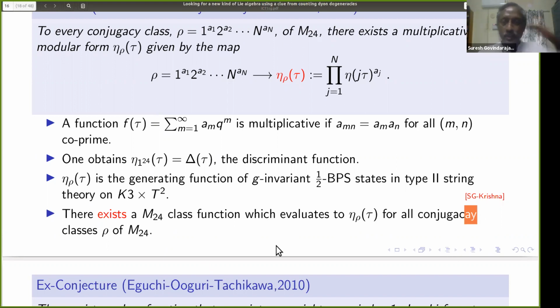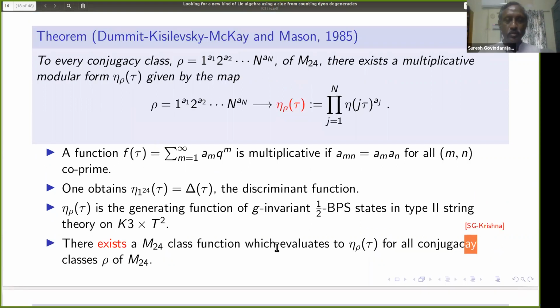Are there any questions here? So in this case, what we are getting is modular forms which count half BPS states, refined half BPS states, which are given by this. So this is Mathieu moonshine in physics.